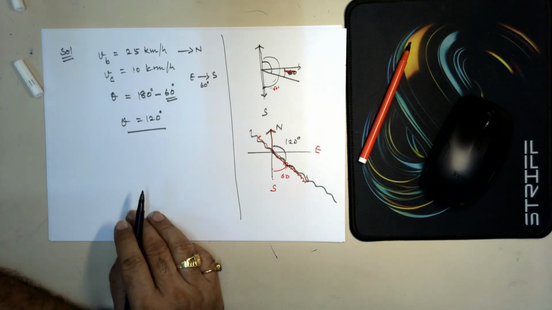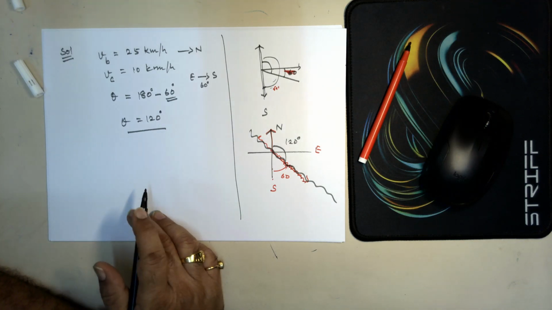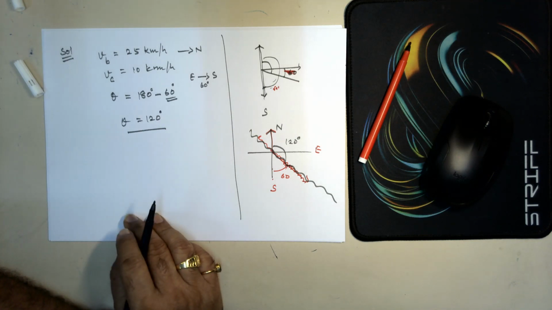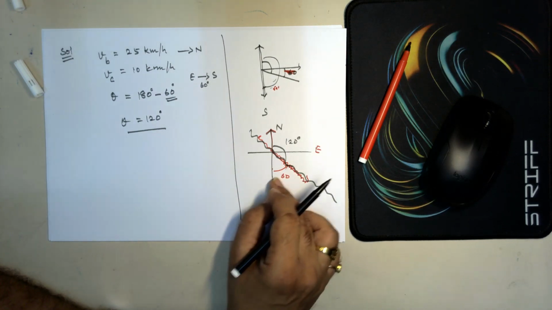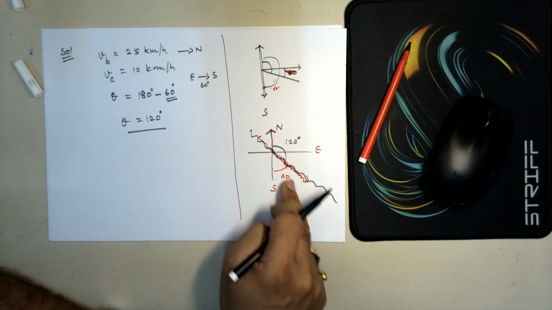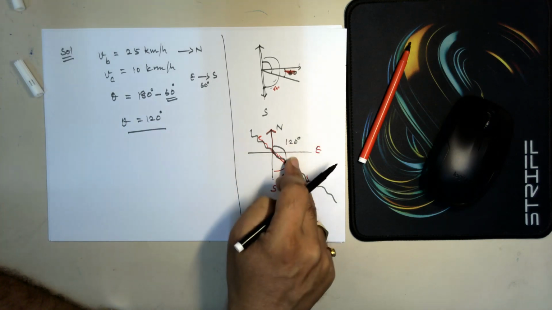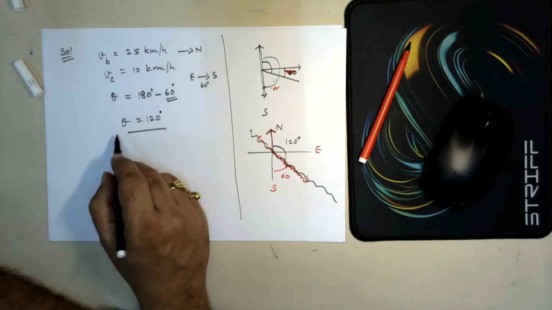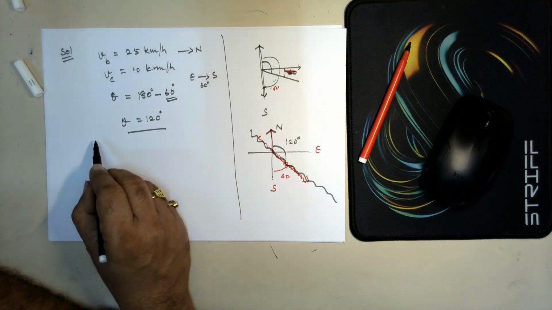East to south, direction of 60 degree east to south. You have to subtract this angle and you have to consider this angle, right? Now, theta is equal to 120 degree.